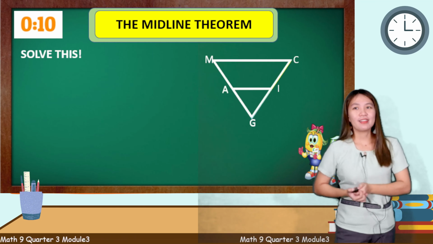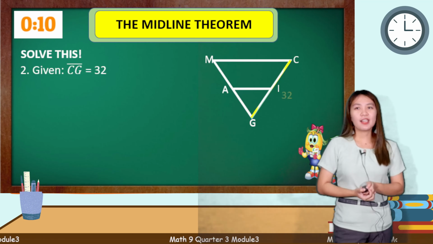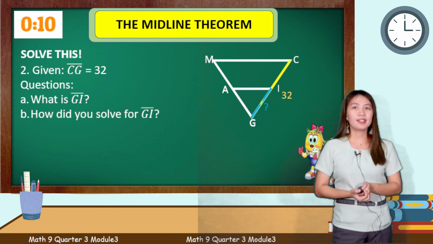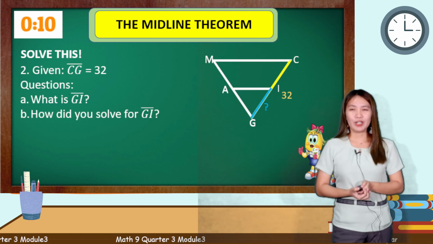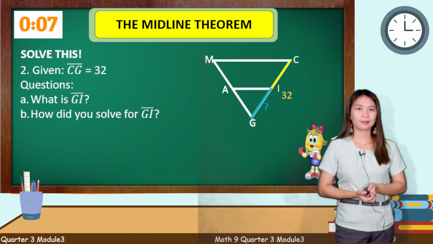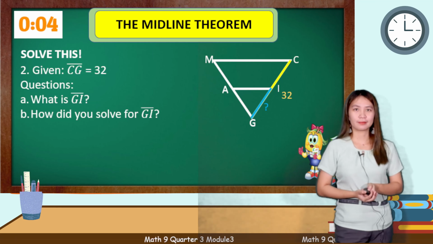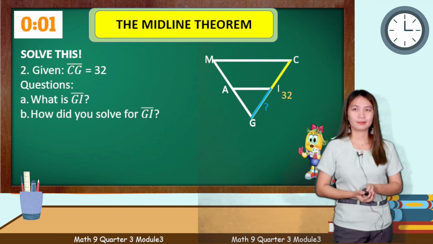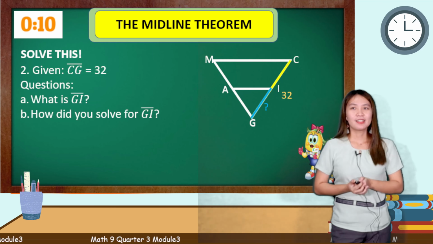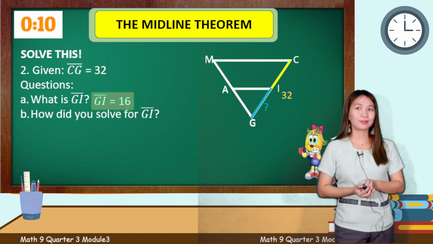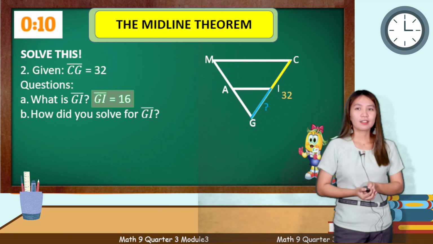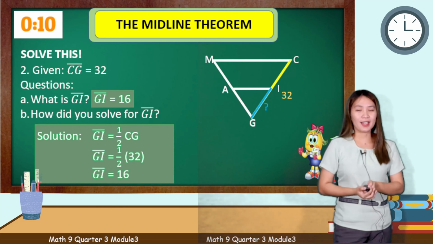Great job. Next, given segment CG is equal to 32, you need to find the measure of segment GI. Again, you were given 10 seconds to answer this problem. Time's up. What is your answer? Segment GI is equal to 16. And how did you solve for this measure? Are your solutions the same as this one?